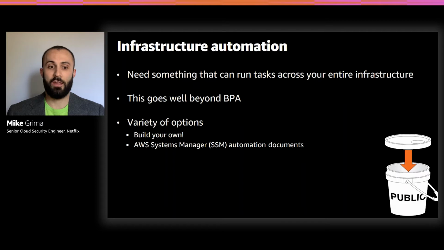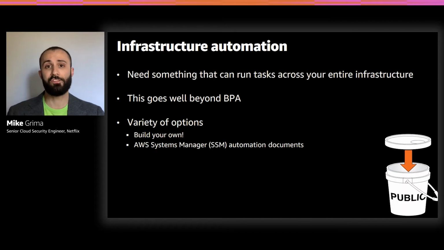So for infrastructure automation, you're going to want something that can run tasks across your entire infrastructure at scale. And this goes well beyond block public access. If you have a large cloud infrastructure or even a moderately sized cloud infrastructure, the last thing you want to do is log into the console to each individual account and hit buttons all the time. So you're going to want something that can operate across your entire infrastructure and ensure that a security policy is set, or even if you need resources that are resident in given accounts, you can write tooling to place it there and enforce that things are configured properly.